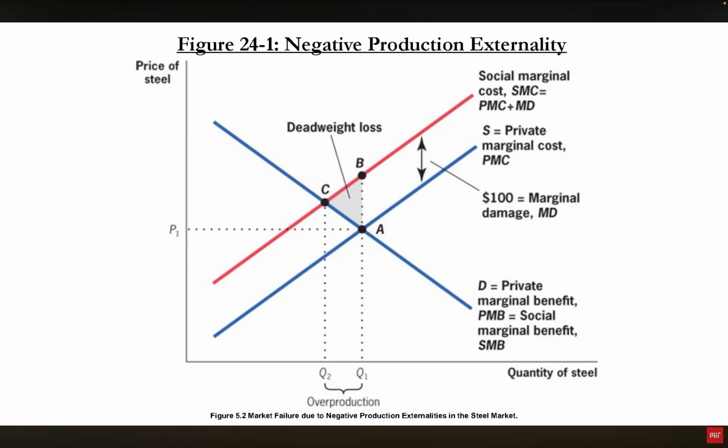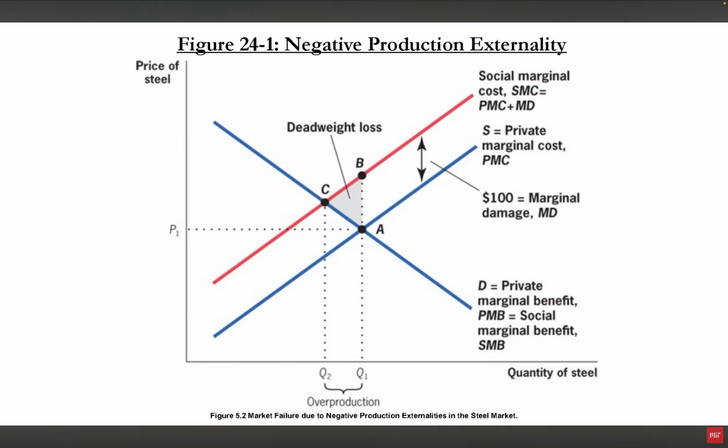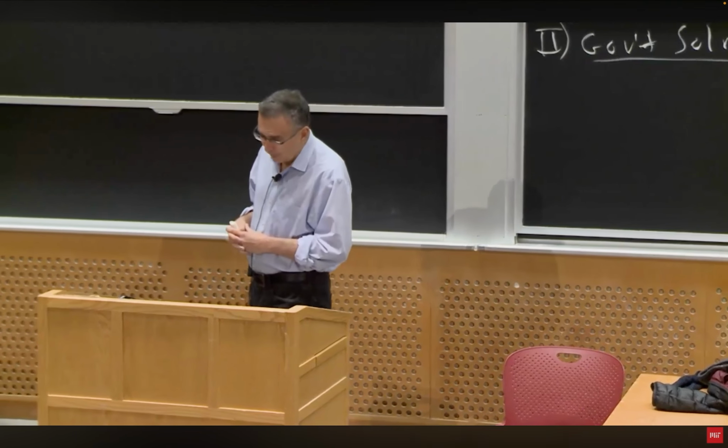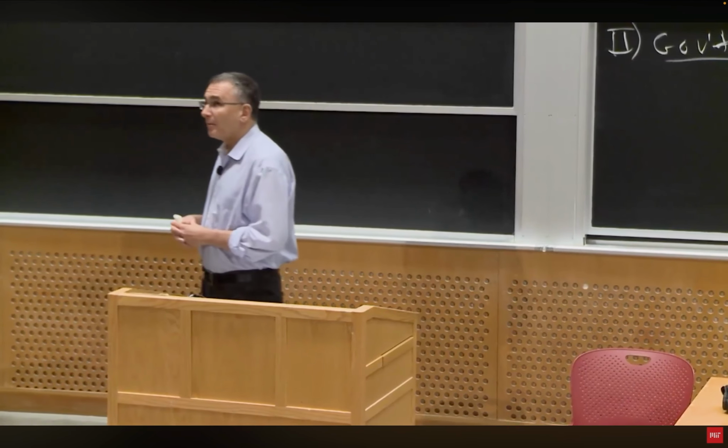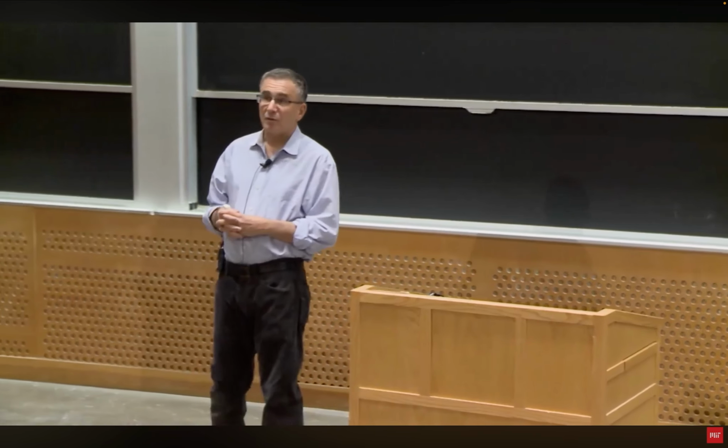What if the government just came in and said, you know what, steel plants, you're producing Q2. That's a socially optimal amount. Then boom, problem solved. We've produced a socially optimal amount. The government, through regulation, has enforced the social optimum. So that would be the theoretically easiest case.